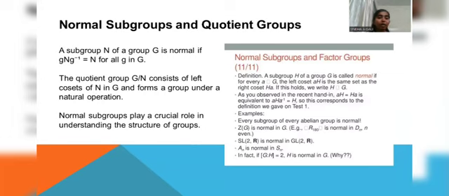Now, next up, we have normal subgroups and quotient groups. A subgroup N of a group G is normal if gNg inverse is equal to N for all g in the group G. The quotient group G/N consists of left cosets of N in G and forms a group under a natural operation. Normal subgroups play a crucial role in understanding the structure of groups.